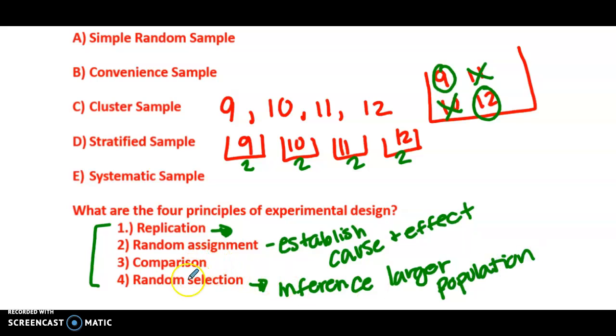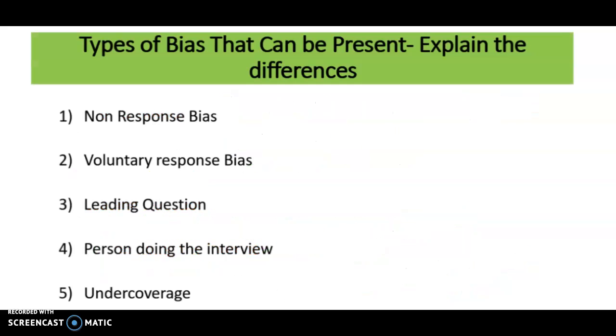Okay, so if we don't have random selection, then the only thing that we can do is make conclusions about the people in the study. So we want to make sure we look for that random assignment and random selection when we're establishing cause and effect and inference to the larger population.